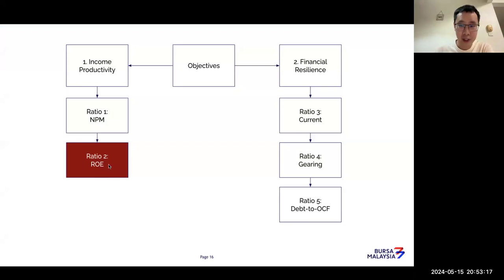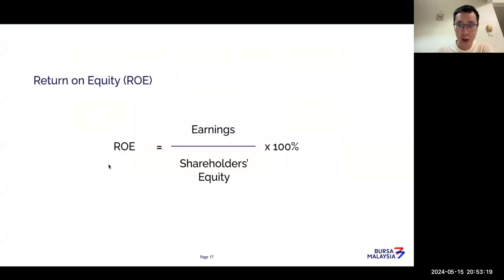Return on equity, or ROE. So here's how we calculate return on equity. Number 1, we look at the earnings of the company. Sometimes it is profit after tax, but sometimes it is a little bit lesser than profit after tax. So we take the company's earnings, we divide it by the company's shareholders' equity, multiply by 100%, and there you go. That is return on equity.